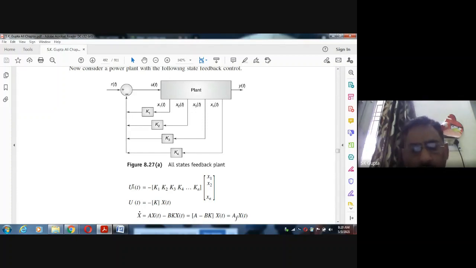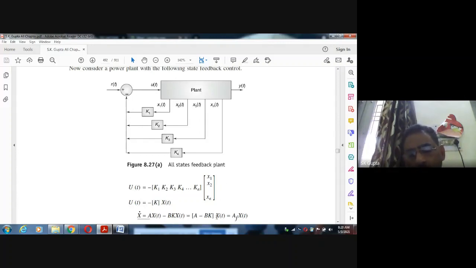It is not necessarily that u is equal to 1. Here it can be u1, u2 also. In the two area system, u is not a single input, u is u1, u2. There are 2 inputs in the two area system, so it can be u1, u2. In that case, K is a row matrix.